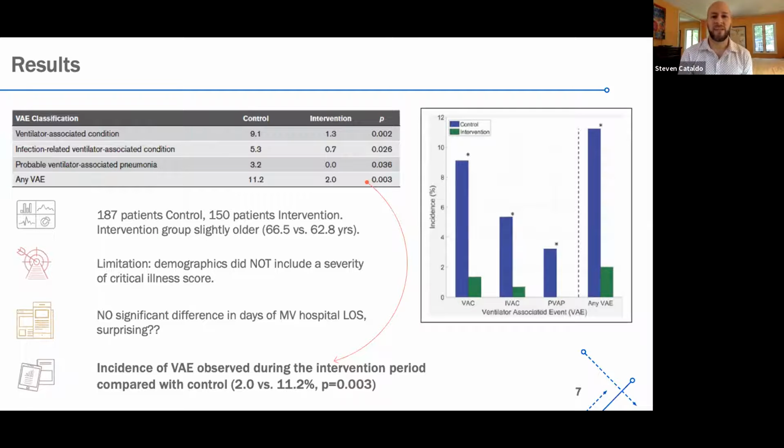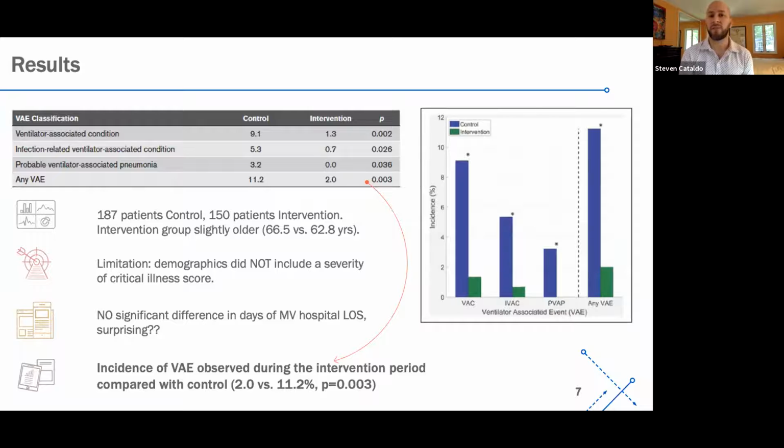The incidence of VAEs was really impressive here. In our control group, about 11.2% of patients had one or more VAE. In the initial poll that we put out, a lot of people put around 10%, and that's probably accurate. Probably about 5 to 10% of patients are having a VAE in your institution.